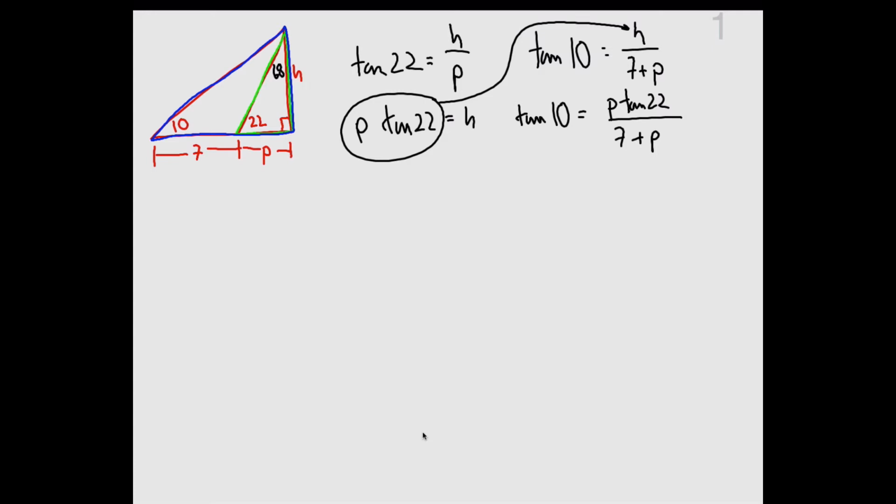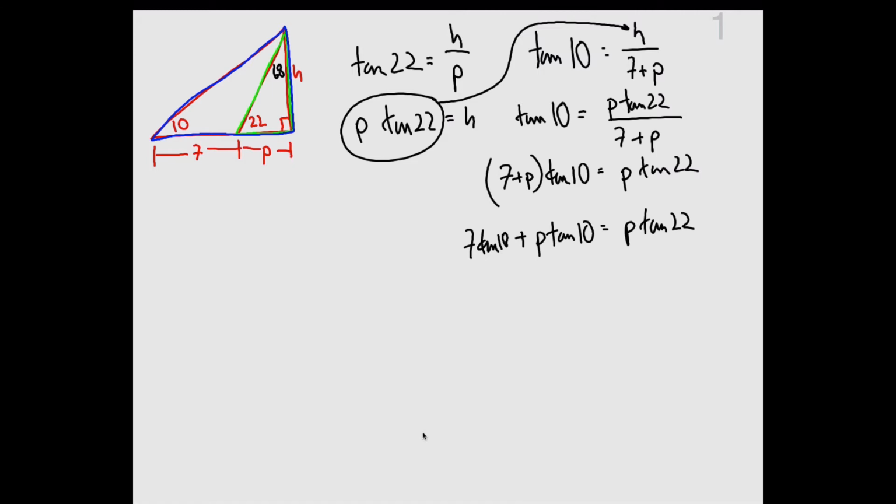Multiply both sides by 7 plus p. Outstanding. 7 plus p in parentheses times the tangent of 10 is equal to p times the tangent of 22. Because if I multiply the right side by 7 plus p, it cancels at the bottom and just leaves you as p times tangent of 22. Okay? Distributive property. 7 times the tangent of 10 plus p times the tangent of 10 is equal to p times the tangent of 22. Nothing fancy yet.